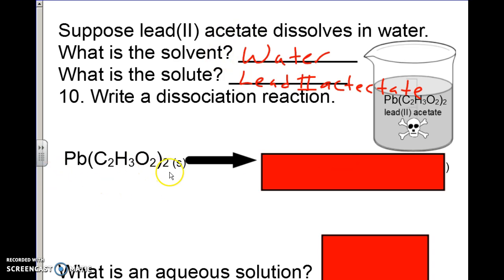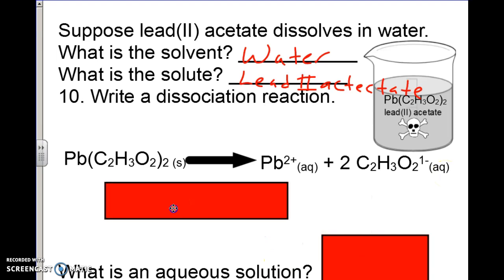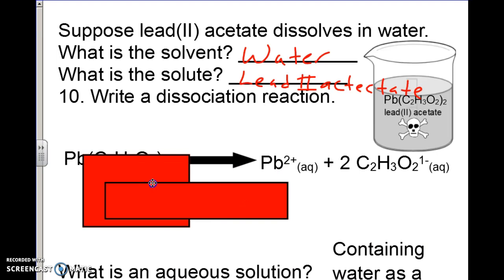When you put lead-2 acetate, a solid, into water, it will dissociate, and this is what you'll get out of it. We get lead ions, and we put an AQ, meaning dissolved in water, and then we get 2 acetate ions, and we put AQ, meaning dissolved in water. What is an aqueous solution? It is a solution containing water as the solvent.